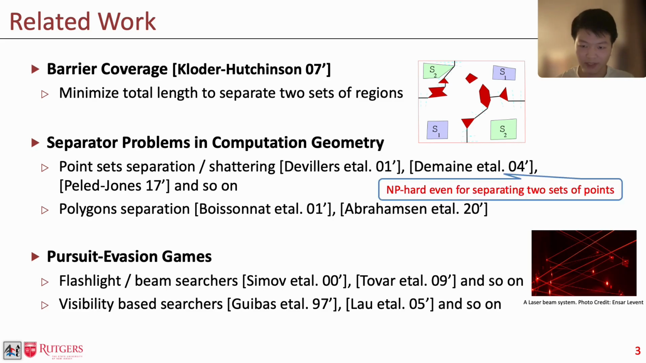From the results of related study in computational geometry, we know that even for separating two sets of points in the plane with the minimal number of lines, it can be hard. As a result, the barrier forming problem we studied in this paper is also at least NP hard.